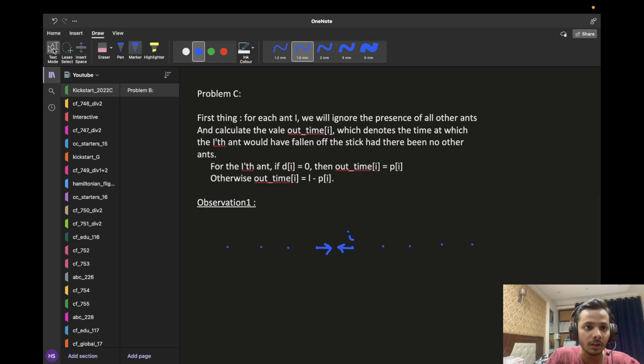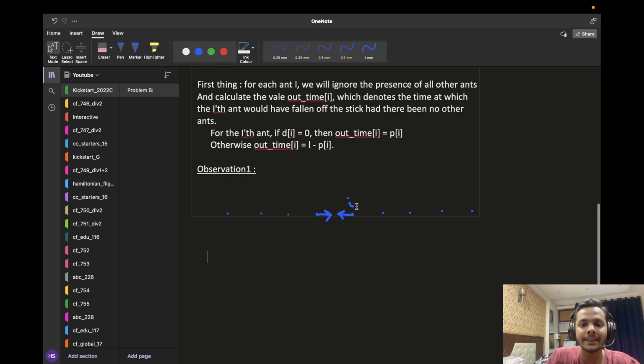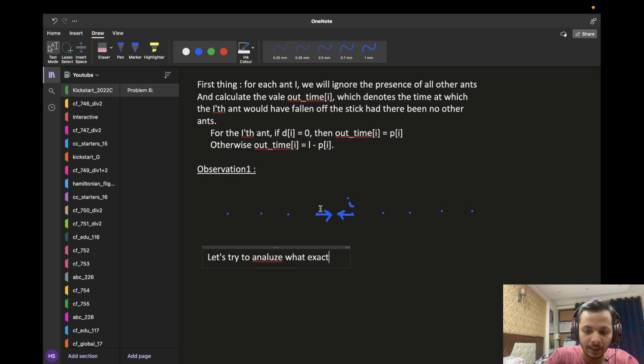Okay. So what happens is that this ith ant is going to collide with the i minus 1th ant, and what will be the result of this collision? Okay, so let's try to analyze what exactly happens during a collision.